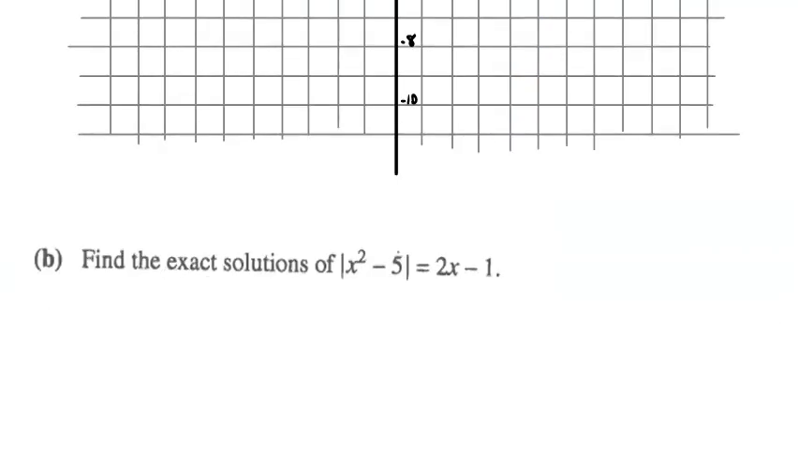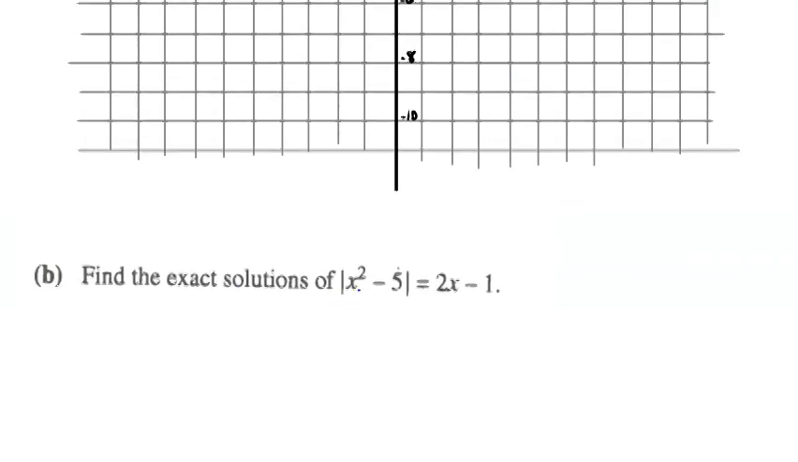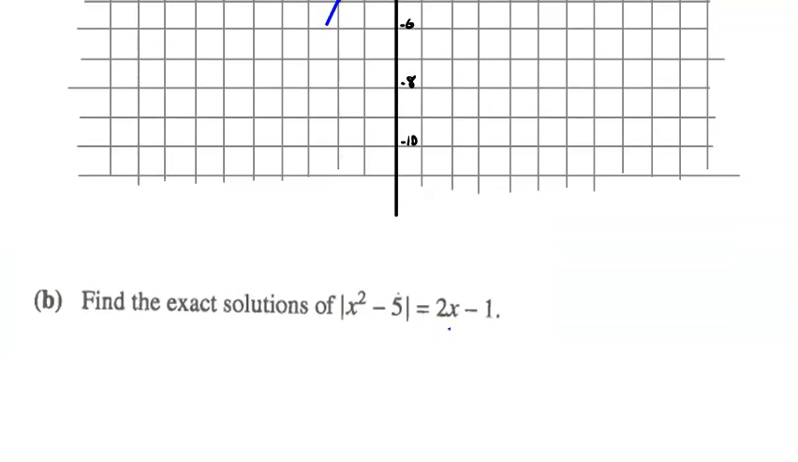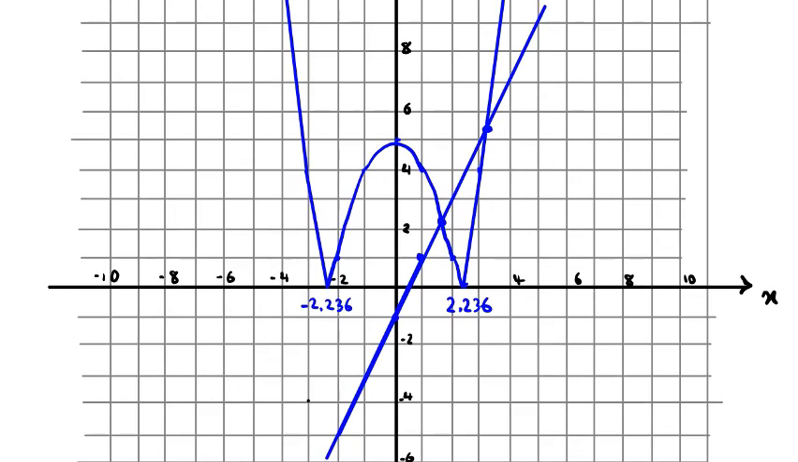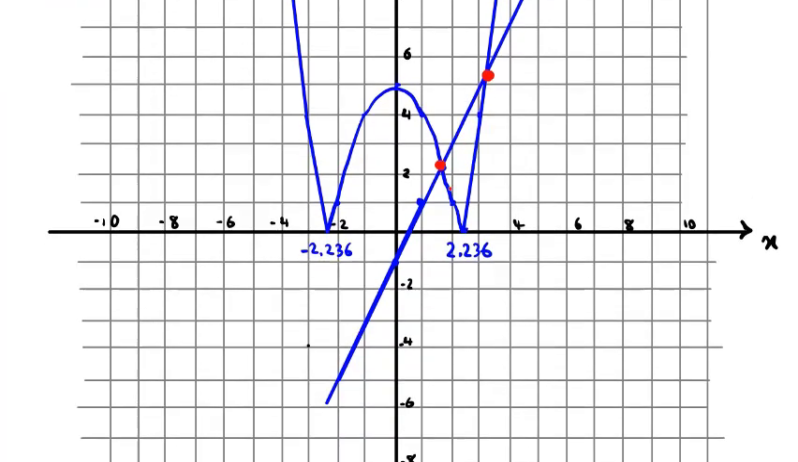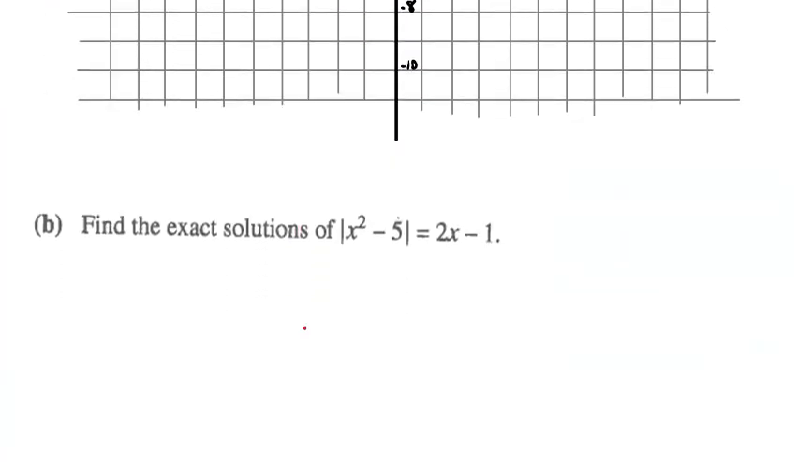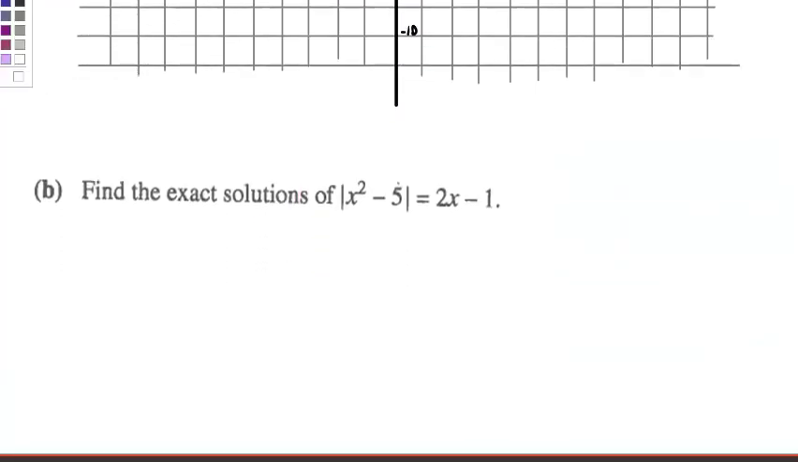Okay, for part B, it says find the exact solution of absolute value of x squared minus 5 equals 2x minus 1. We should find the intersection. As you can see, let me show with red. We have two intersections here. And let's solve these and find exact coordinates.